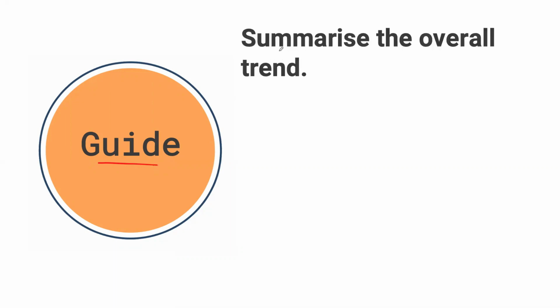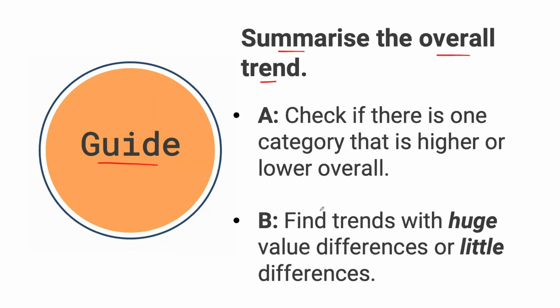What you're going to do briefly is summarize the overall trend. And there are 2 steps here. Basically, when we go back to our writing prompt, we're going to look at those pie charts, and we're going to check to see if there is one category that is higher or lower overall. And then if it applies, we can find trends with huge value differences or little differences. And this is going to be important when we compare the years in this case, and also the countries, Italy and Yemen. So keep these 2 general steps in mind.